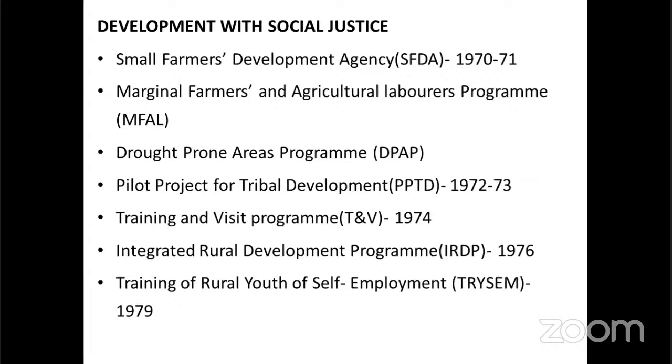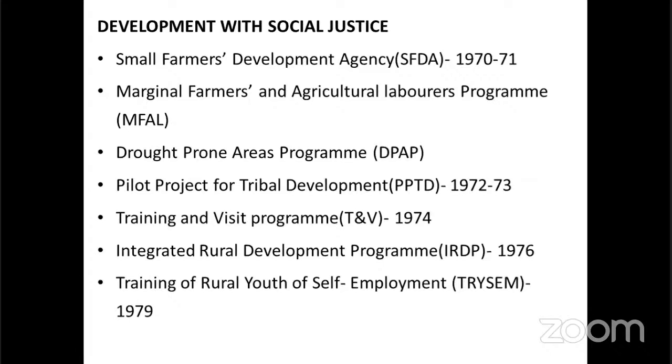In SFDA, please remember this: for small farmers, there will be a 25% subsidy given for the resources by the SFDA. For marginal farmers, the MFAL, 1/3 of the subsidy is to be given for the resources. Whatever resources they buy, the implements or any other, 1/3 of the subsidy is given for the small and marginal farmers by the MFAL agency. For small farmers, it is a 25% subsidy from the SFDA agencies.